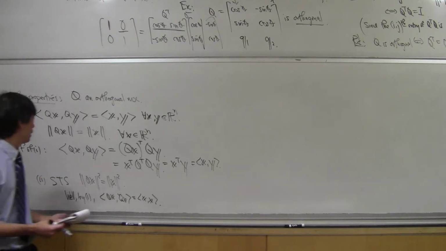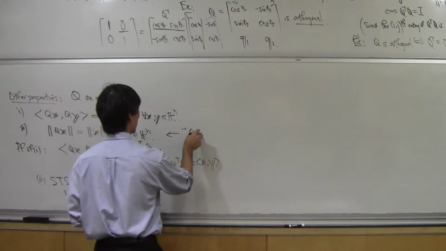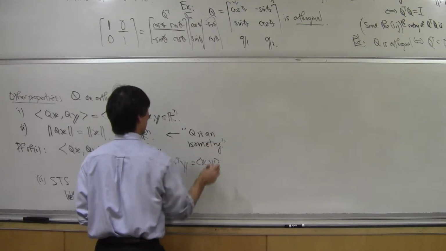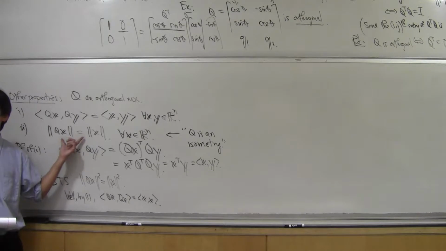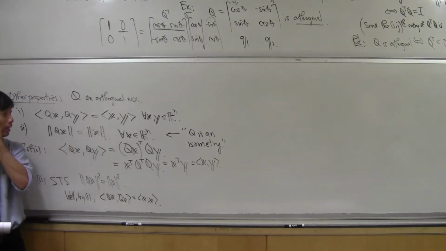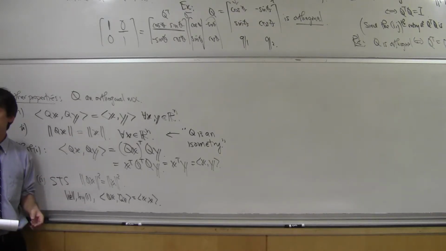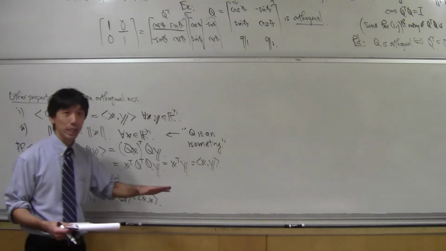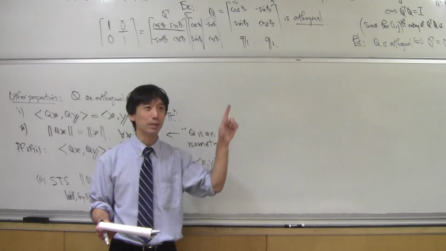So the second thing is called Q is an isometry. So it preserves magnitudes, it preserves lengths. If you have a vector and you hit it with Q, then you just get something of the same size. And you can see with the rotation that that's clearly true. Any vector, you rotate it, still the same size.